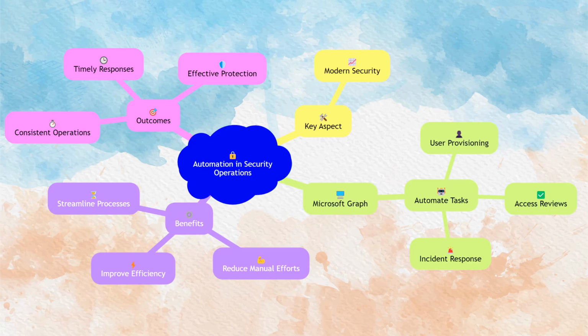Automation is a key aspect of modern security operations. Microsoft Graph enables developers to automate various security tasks, such as user provisioning, access reviews, and incident response. By leveraging automation, organizations can streamline their security processes, reduce manual efforts, and improve overall efficiency. This ensures that security operations are consistent, timely, and effective in protecting Azure resources.